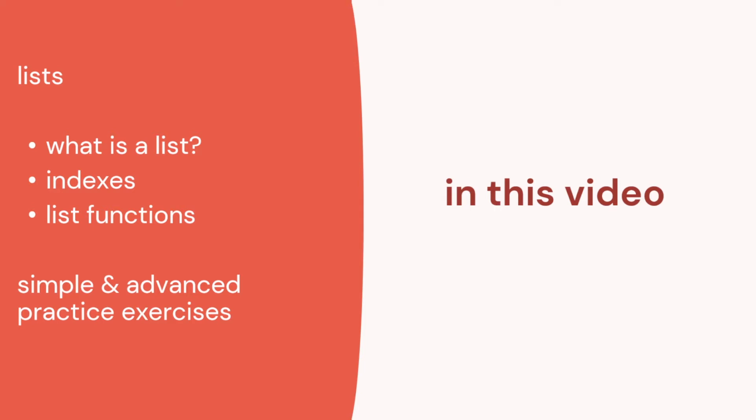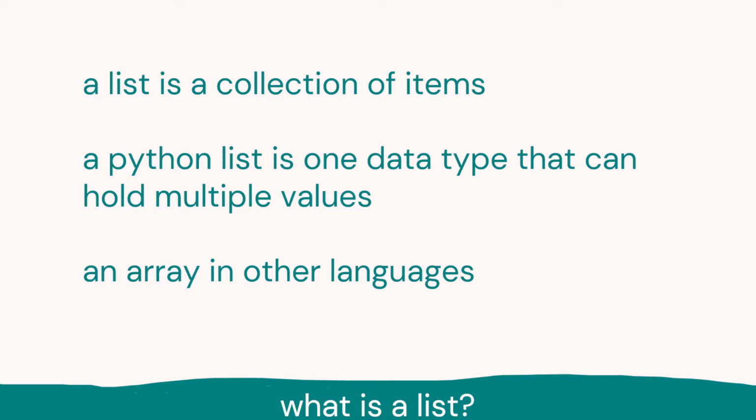some advanced practice exercises. Now, what is a list? A list is just a collection of items, as you know in real life. In Python, it's a data type that can hold multiple values, and it's called an array in other languages. So let's have a look at lists in Python.